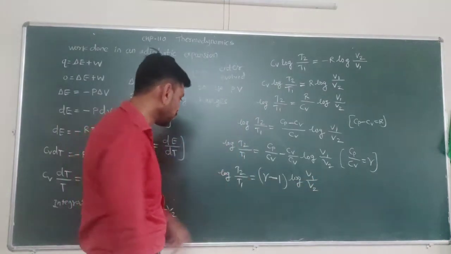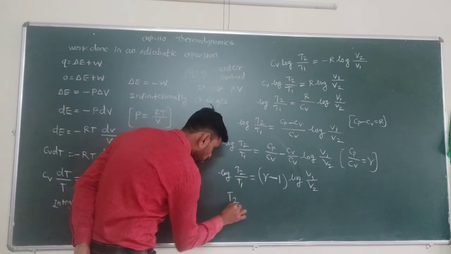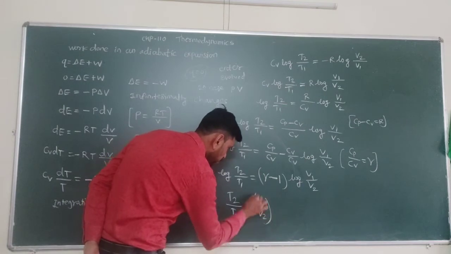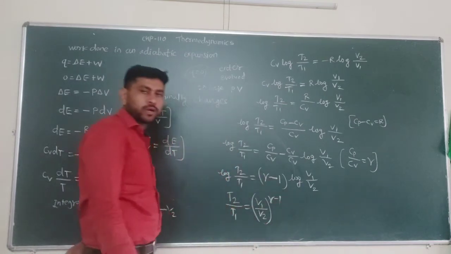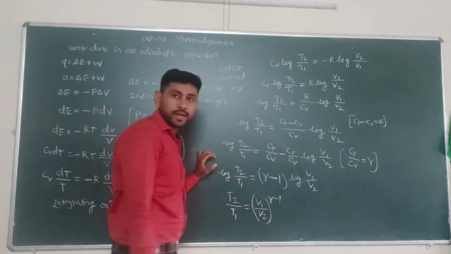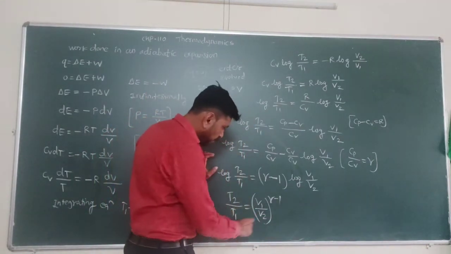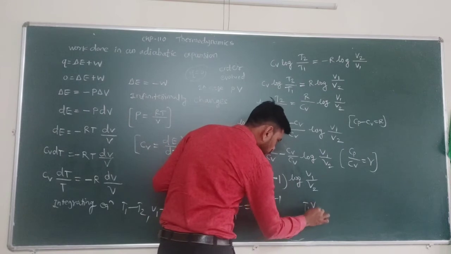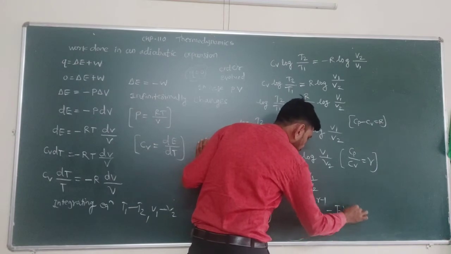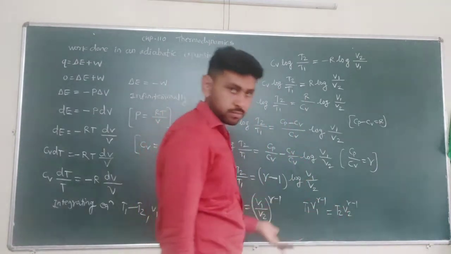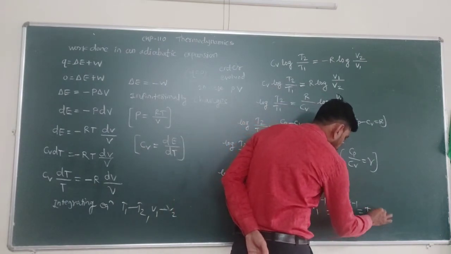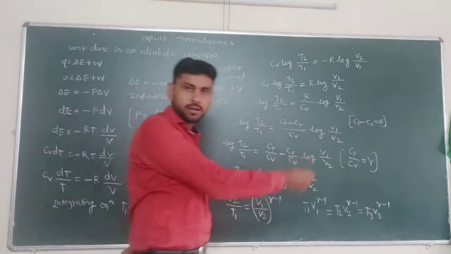If you write this equation in the logarithmic form, we get T2 upon T1 equal to V1 upon V2 raised to gamma minus 1. So the logarithmic form is here, gamma minus 1. And in more rearranged form we can write this equation: T1 V1 raised to gamma minus 1 equal to T2 V2 raised to gamma minus 1. If more than two components, we can write T3 V3 raised to gamma minus 1, and so on.